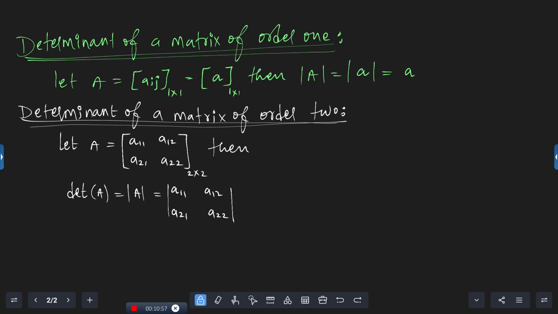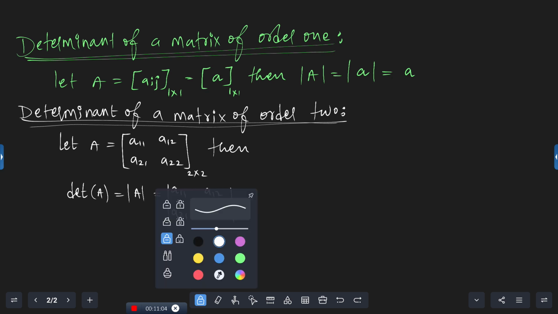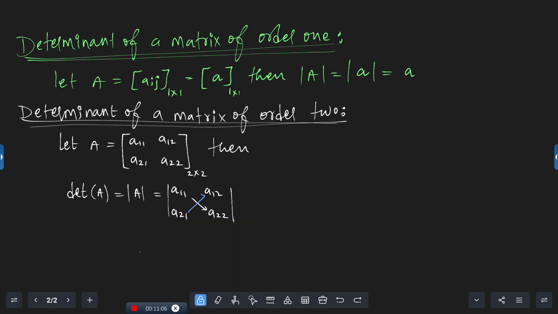So how will we take the determinant? Listen children, I gave the determinant. See, you can cross multiply like this. The arrow going down is just plus. So the A11 element is multiplied with A22. The arrow going up, we have to give minus. Minus A21 into A12, we are multiplying.